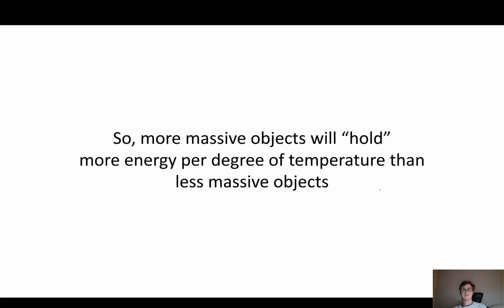So more massive objects will hold more energy per degree of temperature than less massive objects. The ocean at 80 degrees holds more thermal energy than a cup of water at 80 degrees. Even though they're both 80 degrees, 1 degree of the ocean matters more.